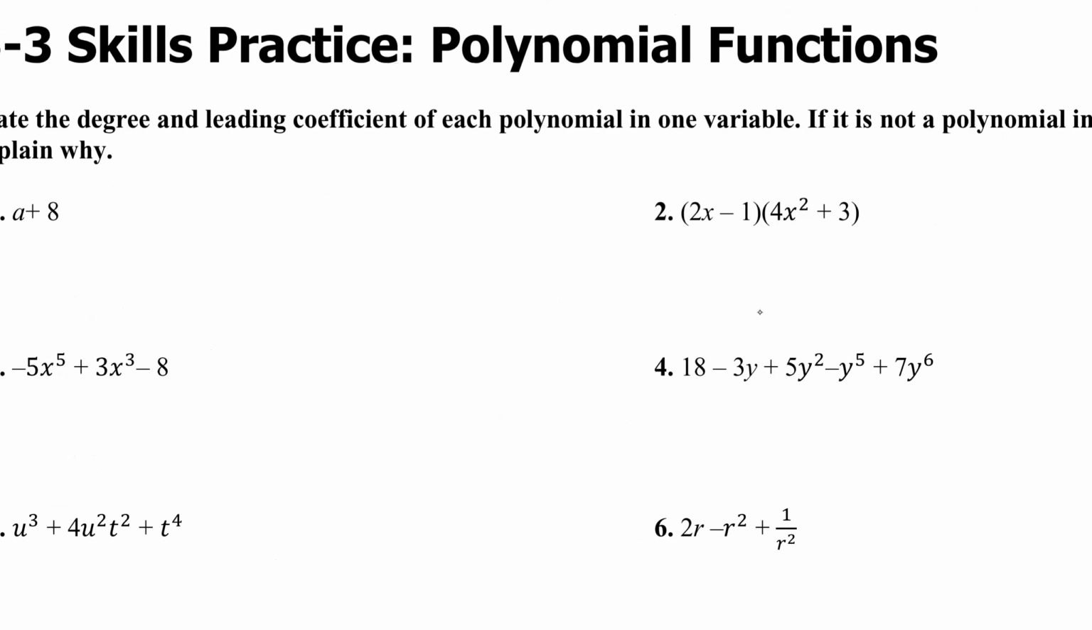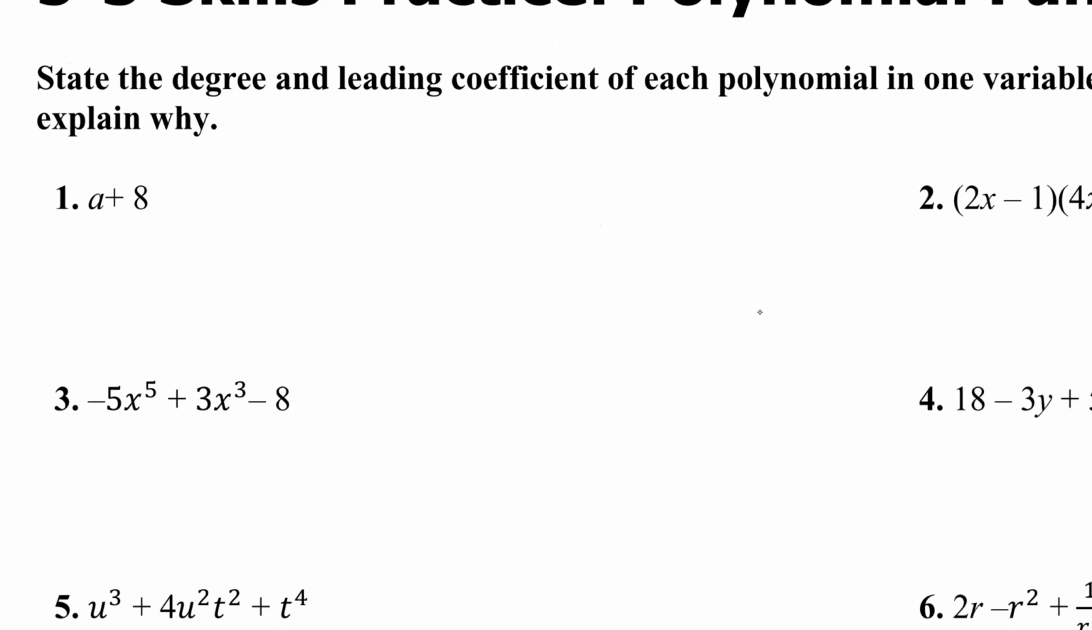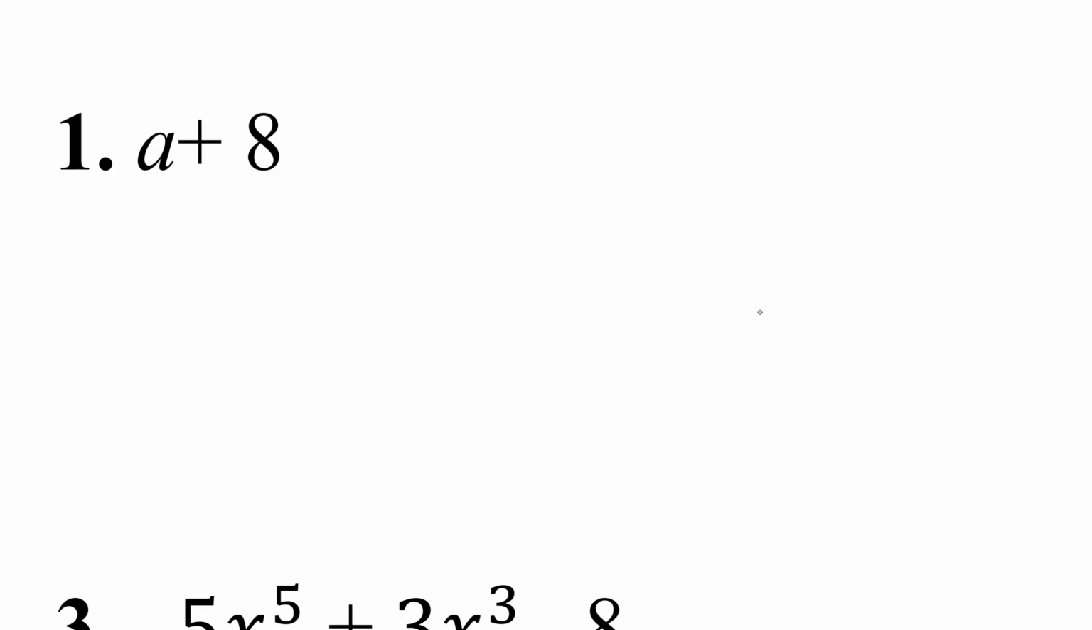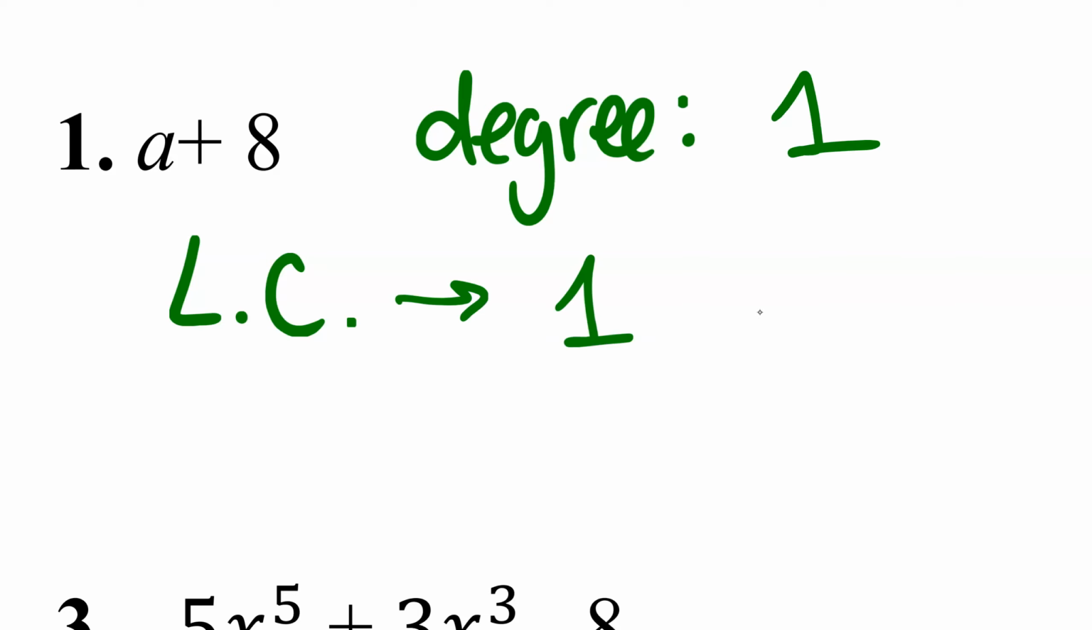State the degree and leading coefficient of each polynomial in one variable. If it's not a polynomial in one variable, explain why. So, this one, I want to know the leading coefficient, and I want to know the degree. The leading coefficient would be 1. What's the degree? 1. The degree is the exponent. Do we have an exponent of 1?